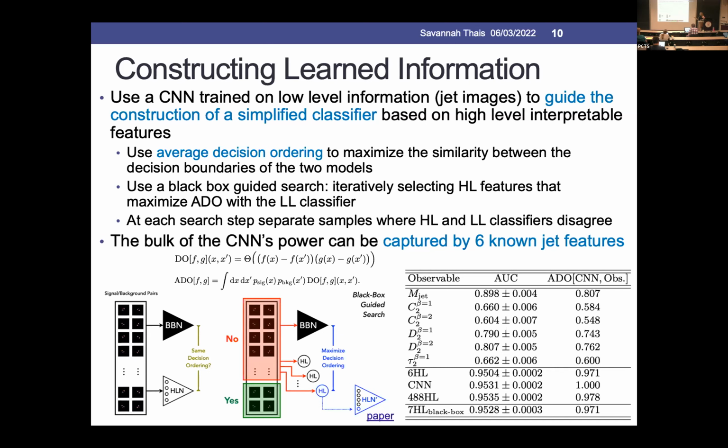And you can make this better with a boosting technique where at each step of your optimization, you separate out the samples where the low-level and high-level classifier disagree, and you upweight those, and that pushes your high-level classifier to be better. They demonstrated first that for this jet tagging CNN, the bulk of its power can be captured by 6 jet features that we already know about, which is already nice to see, that the CNN is learning information that we know should be important.